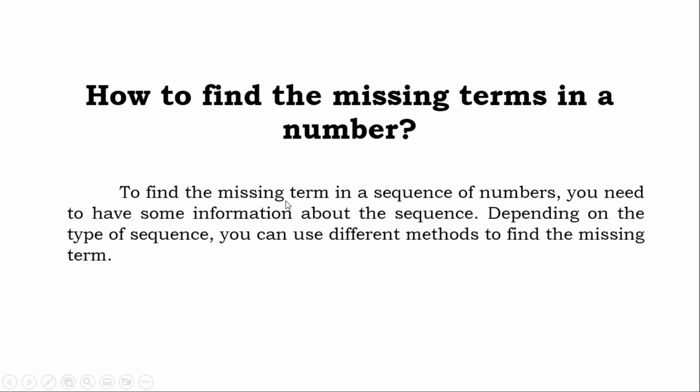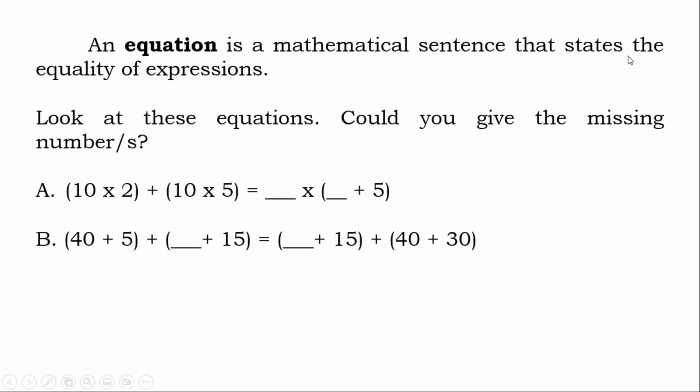To find the missing term in a sequence of numbers, you need to have some information about the sequence because that is very important. Depending on the type of sequence, you can use different methods to find the missing term. An equation is a mathematical sentence that states the equality of expressions. A mathematical sentence, also known as a mathematical statement or mathematical proposition, is a declarative sentence that expresses a mathematical fact or relationship between mathematical objects using mathematical symbols and operations.